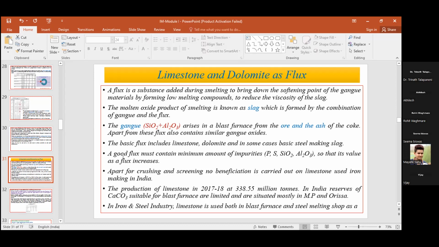The combination of flux and the gangue is called slag. It is an oxide product formed because of the smelting process. The basic fluxes we add in the iron making process are limestone and dolomite, which is CaCO3 and CaMg(CO3)2, that is CaCO3 taken twice.